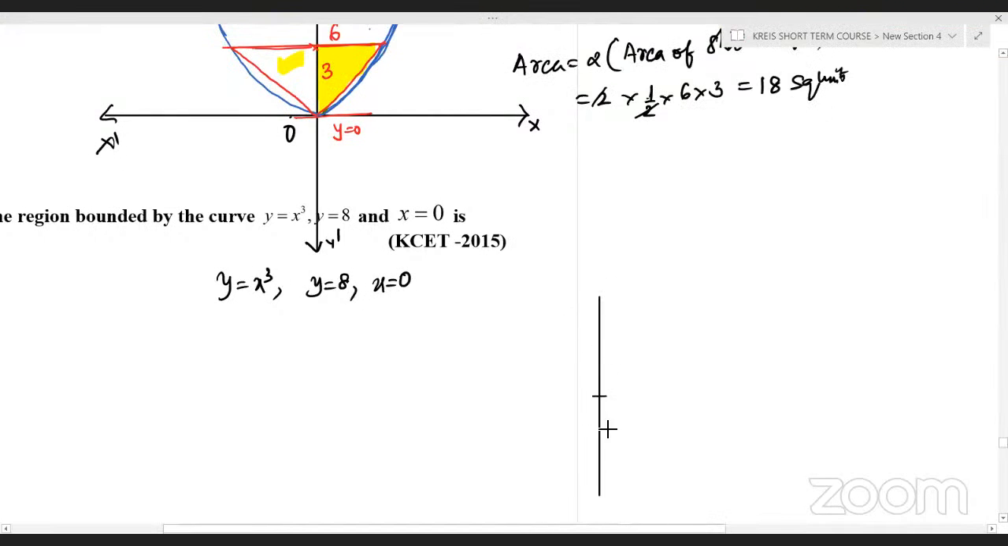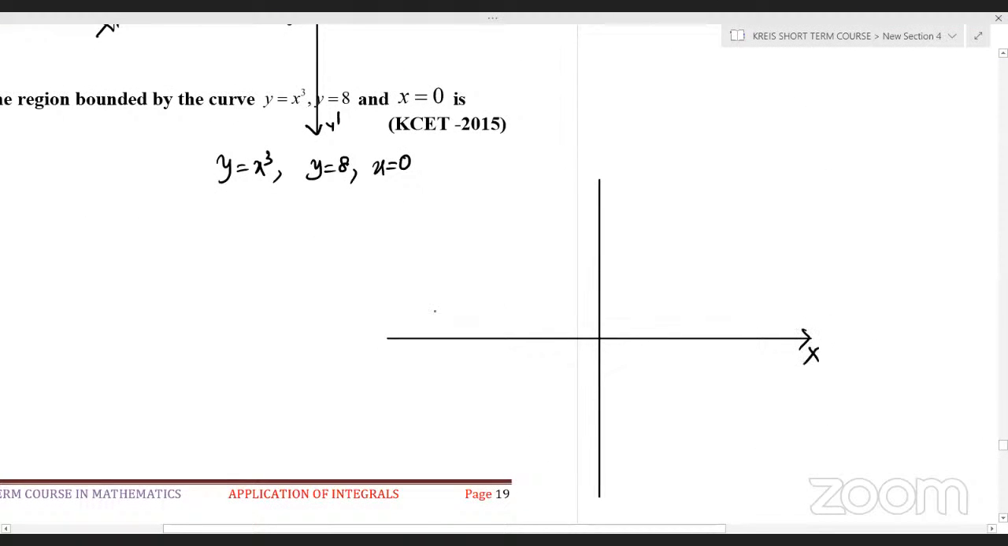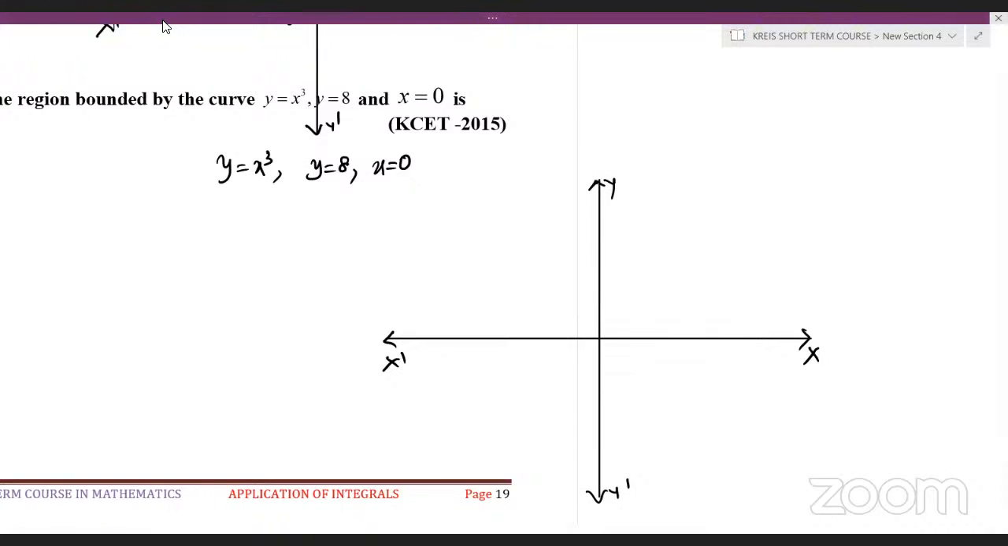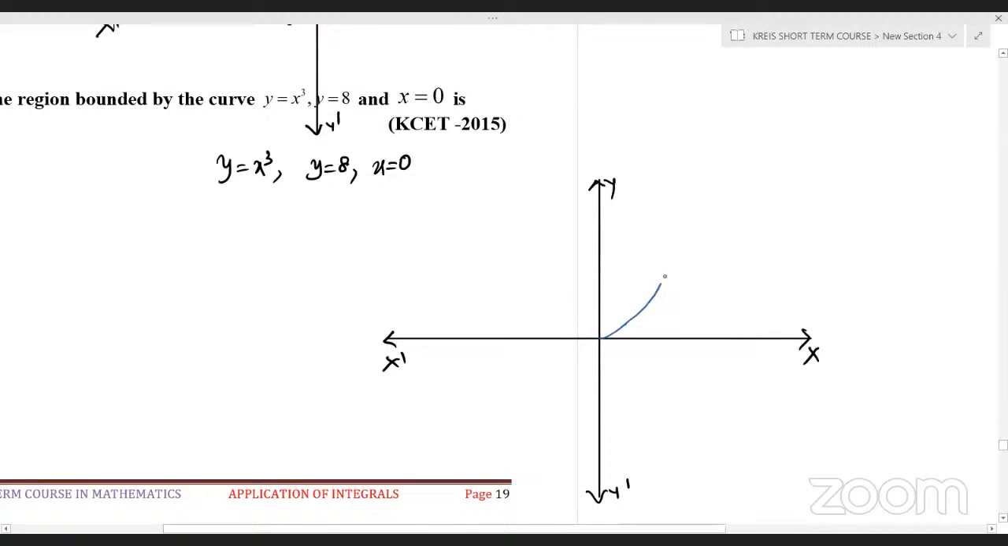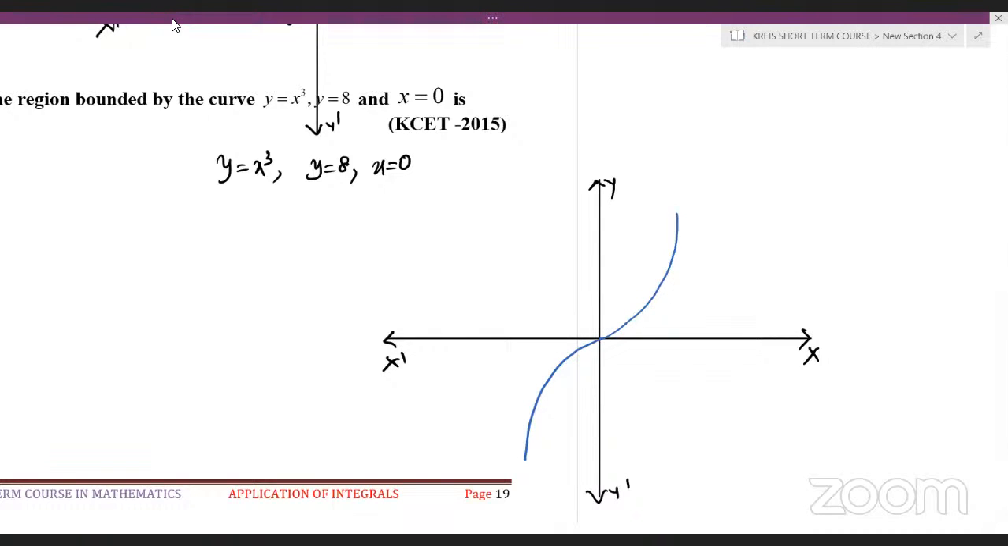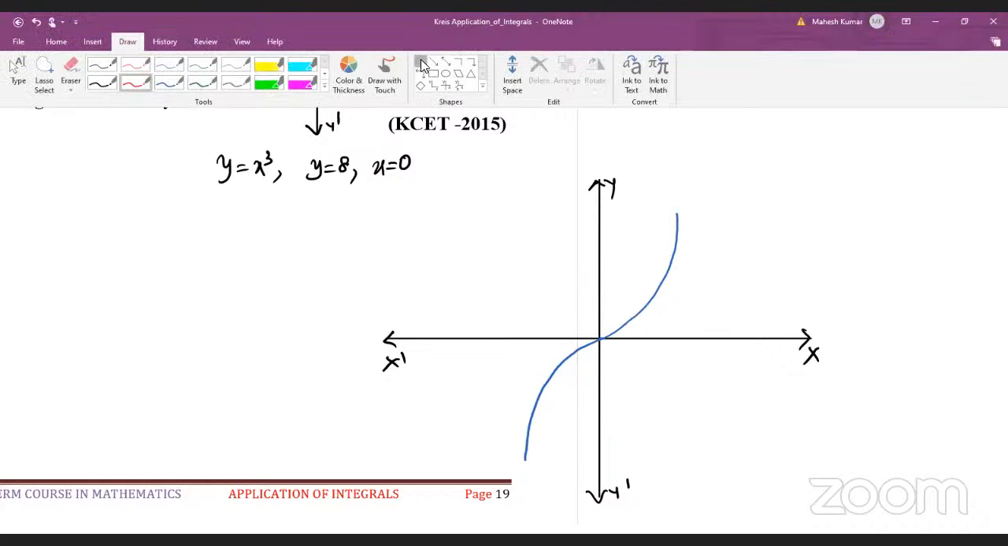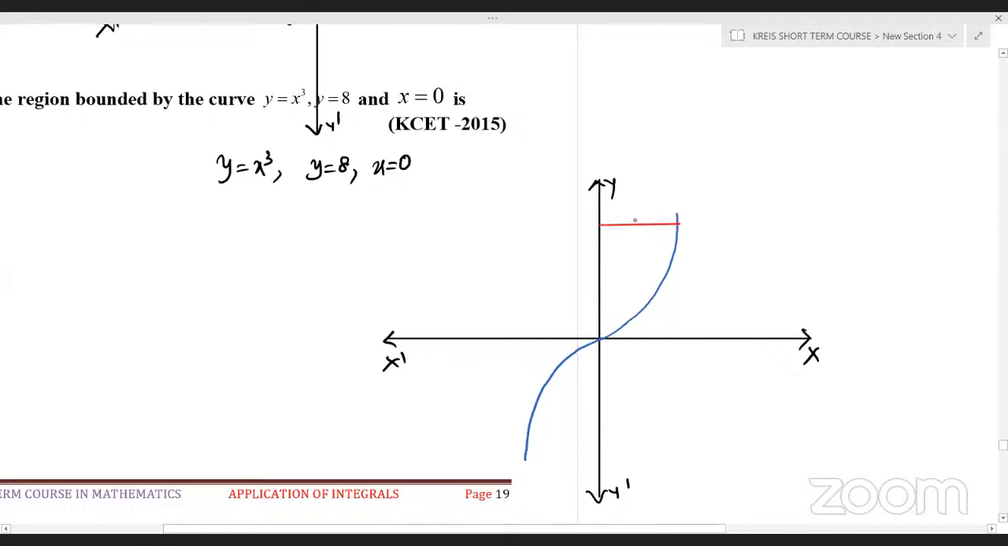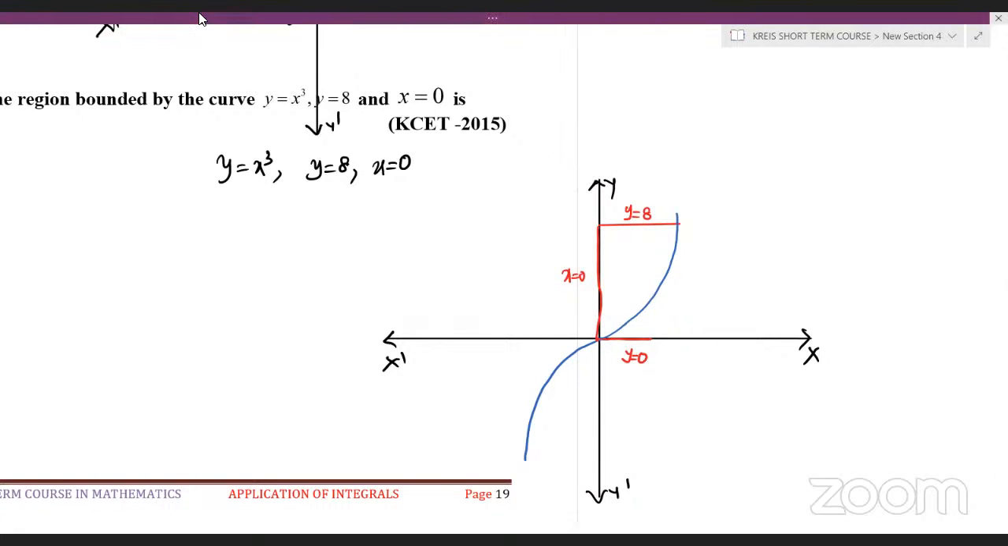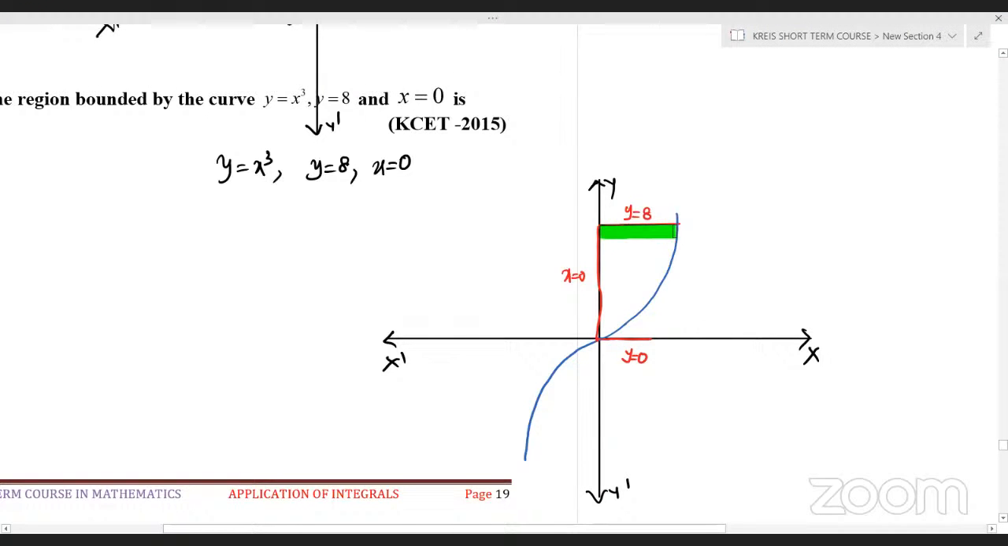Now y is equal to x cube. Let us see the nature of the curve. If you graph it, you get a curve like this, right? It is going to pass through the origin, so it will come like this, and it will come like this. Now you are having y is equal to 8, x is equal to 0. I will draw a line at y is equal to 8. And you remember there is one more line here, y is equal to 0. And you want x is equal to 0. So now which is the area you want? This is going to be the required area, the area of the required region.